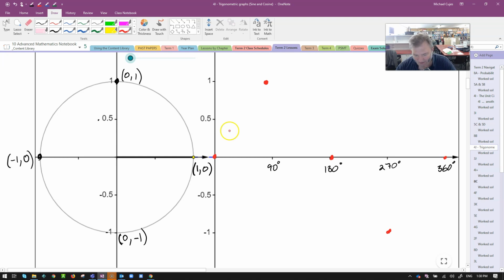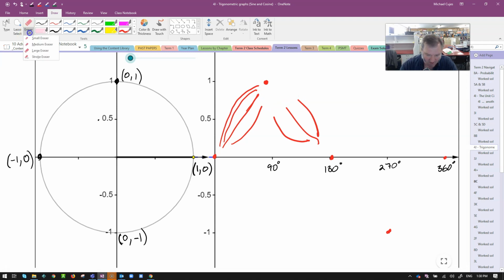Now the question is, how do I fill in those lines? Is it a straight line between each of those points? Should it be curving up like that and down like that? Does it go this way and that way? Does it vary? We want to know how we should be joining up those lines.